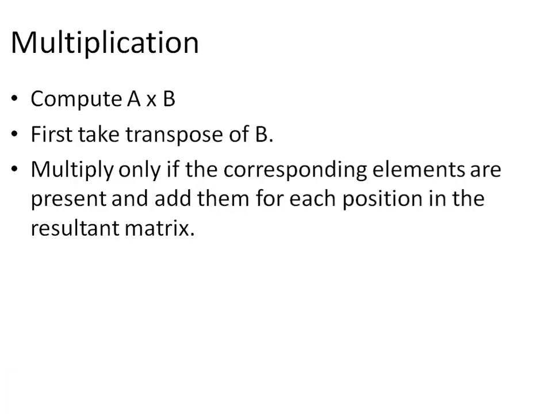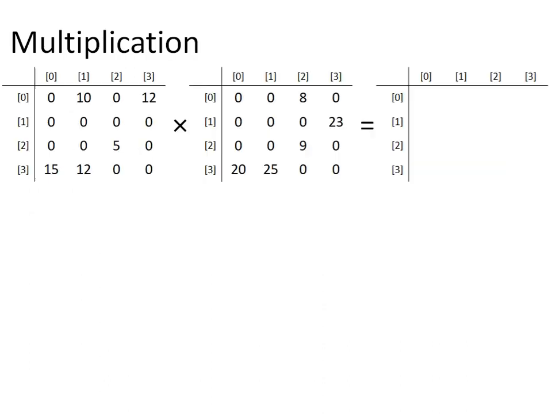Lastly, we have to look at multiplication. So, if we have to compute A cross B, then first take the transpose of matrix B, that is the second matrix, and then multiply the corresponding elements and take their summation for each position in the resultant matrix. Normally, when we have to multiply two matrices, we follow this procedure.